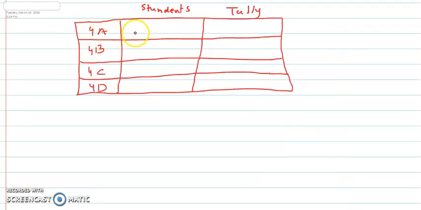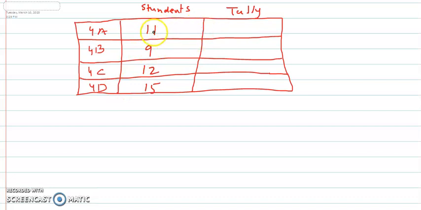Look at this table shown here. In this table, I will draw information or data about the students in different sections of class 4. Let's suppose there are 11 students in class 4A, 9 students in class 4B, 12 students in class 4C, and 15 students in class 4D. So let's draw the tally for them.